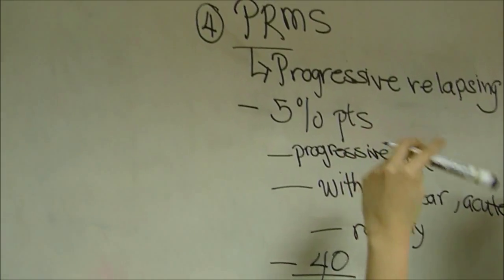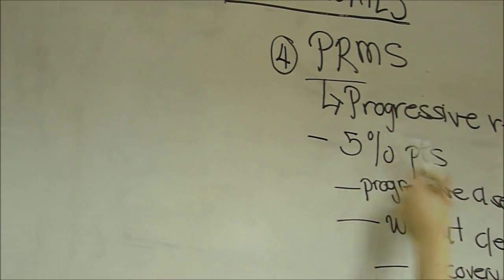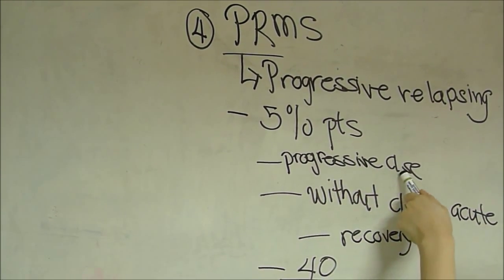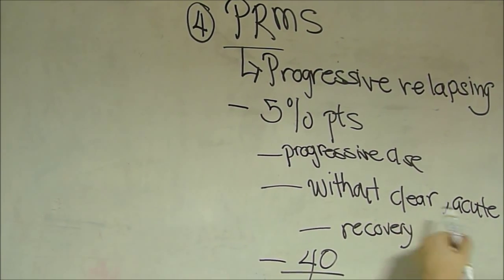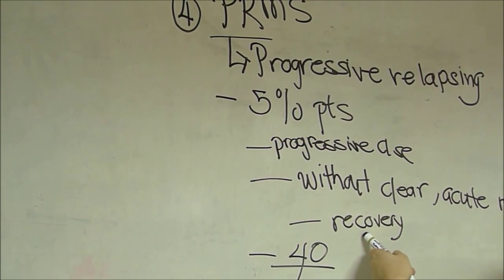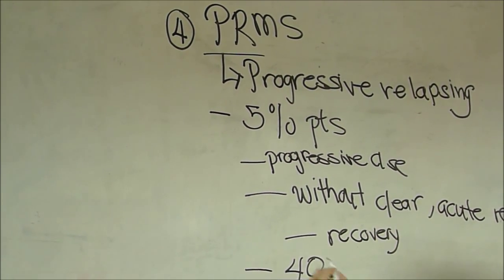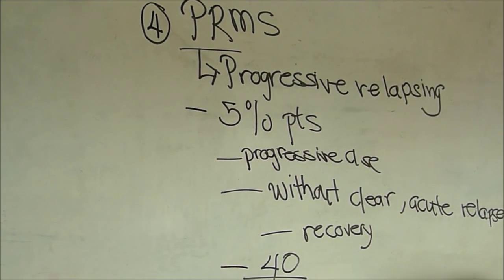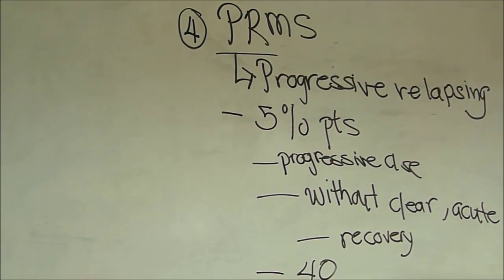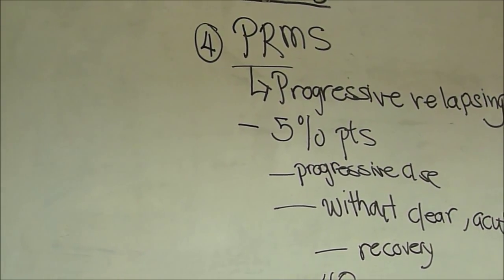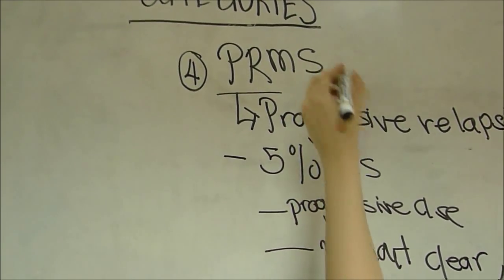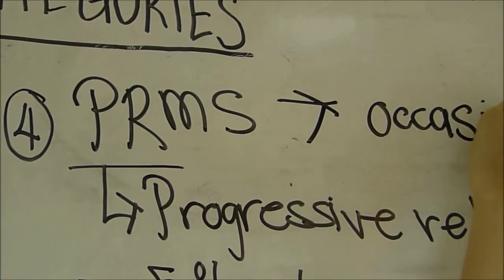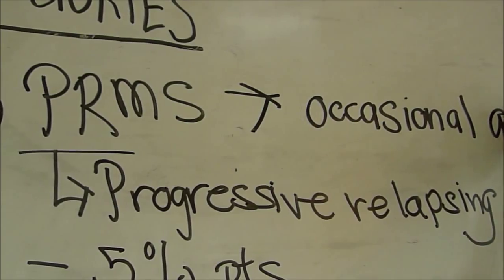So, recap, PRMS is progressive relapsing multiple sclerosis. Only 5% of these patients have this. It is a progressive disease without a clear or acute relapse. They may or may not have recovery. And people who have this are in their 40s, and it is similar to PPMS, which, as we said earlier, is primary progressive multiple sclerosis, but with this one, there is an occasional acute attack.